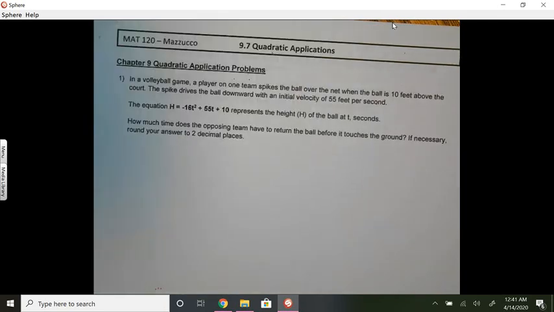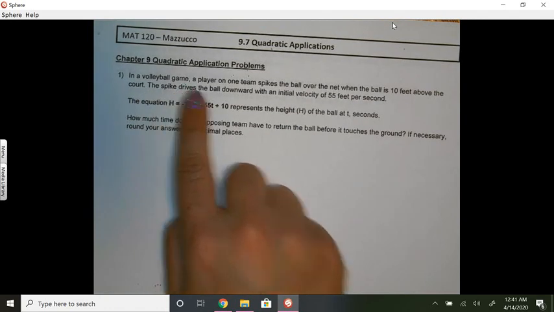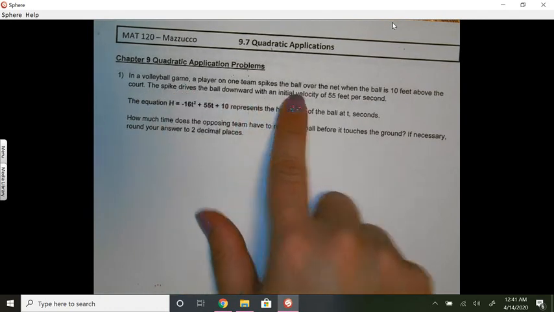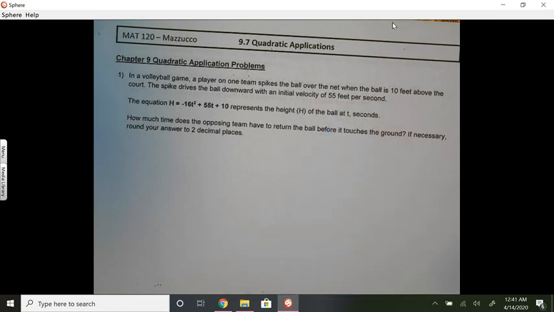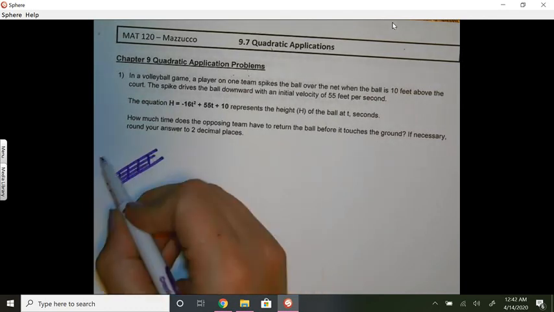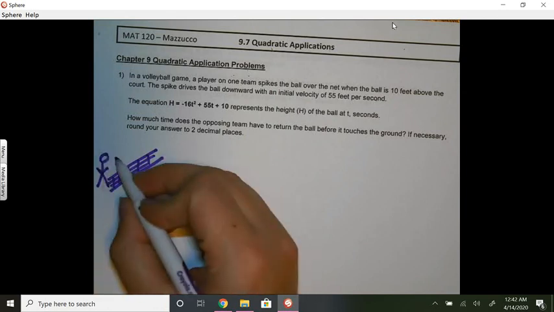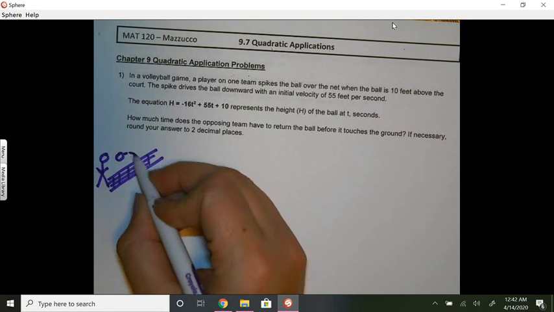So if we take a look at the first one here, it says, in a volleyball game, a player on one team spikes the ball over the net. Okay, so we have a volleyball player. So I'm going to draw a picture here. So here's our volleyball net. And we have a player here. And they're going to spike this volleyball over the net.